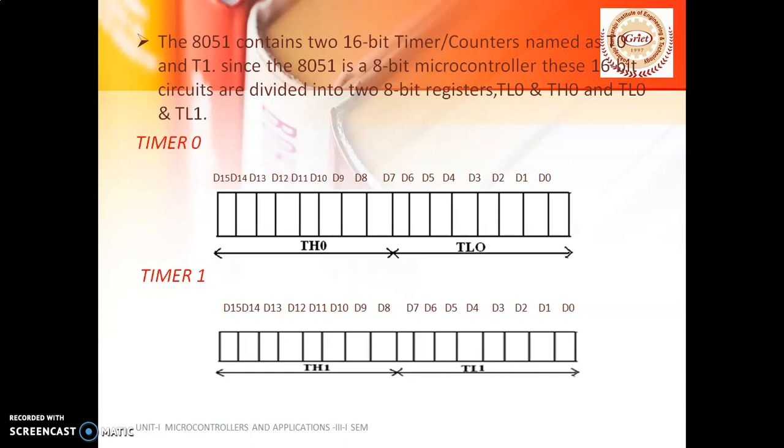So that is the reason the register has been divided into two parts, where we can see here that D0 to D7 is given for TL1, D8 to D15 is given for TH1. TL1 stands for lower byte of timer 1, TH1 stands for higher byte of timer 1.